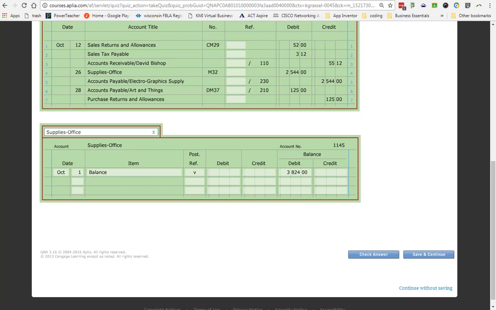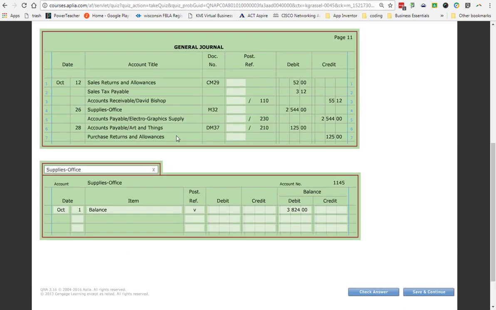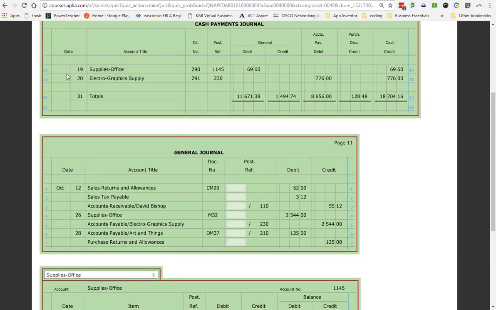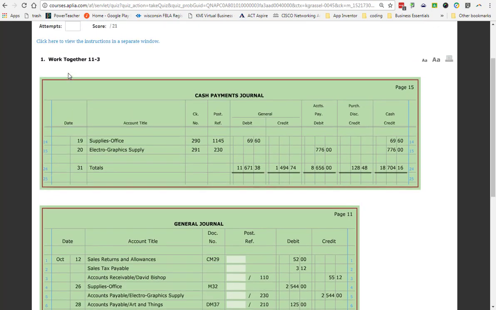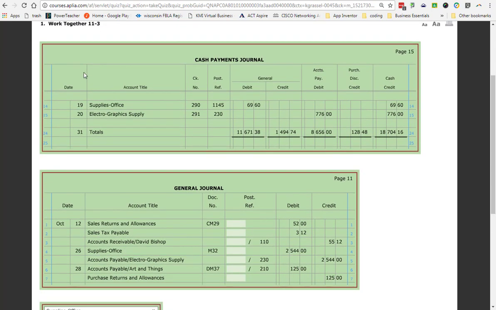Now, instruction number 2 reads, post the October 19th general debit entry of cash payments journal to the appropriate general ledger account. So, cash payments journal, the 19th. It looks like we have a mistake in APLIA, and I want to point out why. Because what do they already have in there?